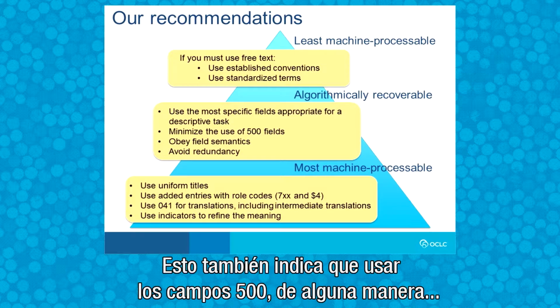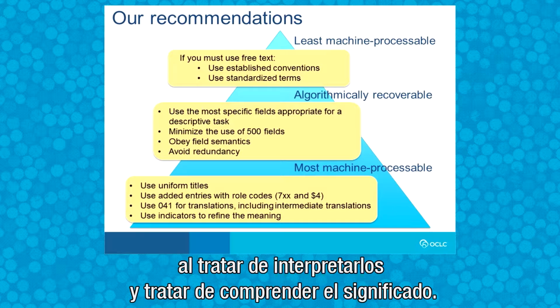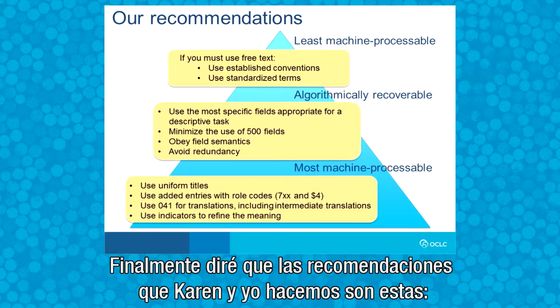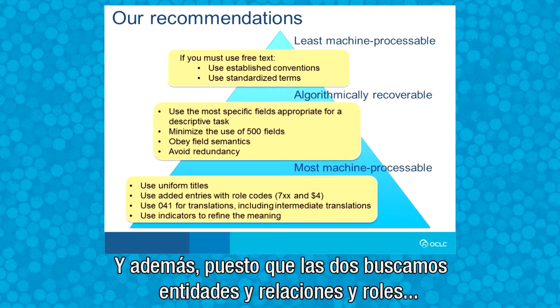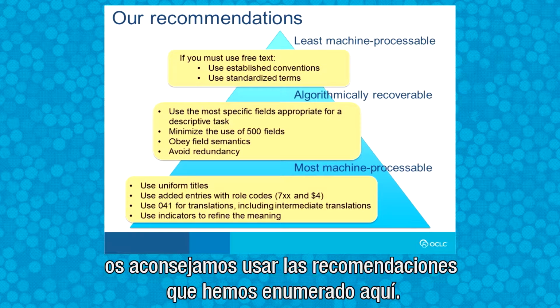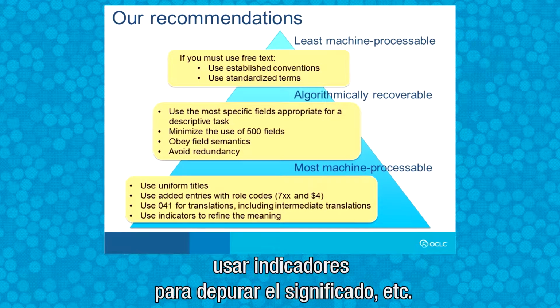So what this also says then is if you find that you're using 500 fields, that would then represent a task for future analysts to try to untangle that and try to understand what the meaning is. And finally, I think the recommendations that Karen and I are making as well is that if you obey the field semantics and avoid redundancy, that helps with parsing as well. And beyond that, since we're both looking for entities and relationships and roles, this says in many ways to use the recommendations that we've listed there, using uniform titles, using subfield 4s rather than subfield E's, using indicators to refine the meaning, and so on.